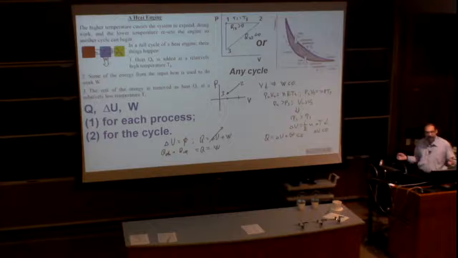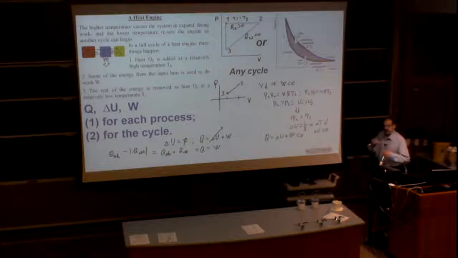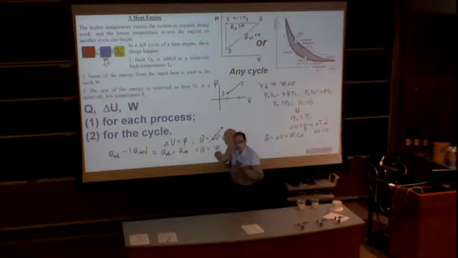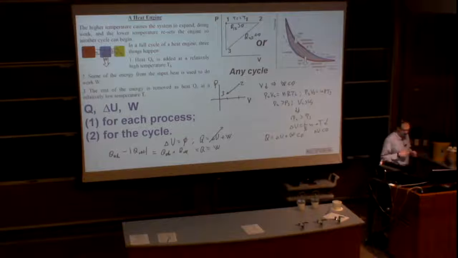And absorbed heat, of course, is positive, but the released amount of heat is negative, so we can explicitly show it mathematically as minus one times the absolute value of it. So it turns out this is how we always can relate the amount of heat the system absorbs, the amount of heat the system releases, and the total work done in one cycle.